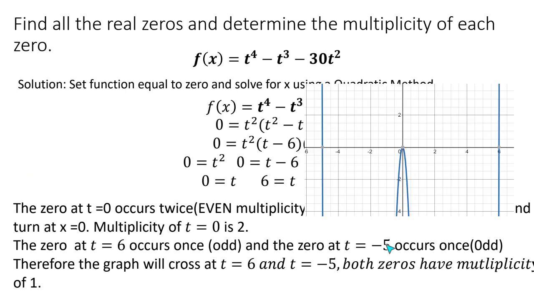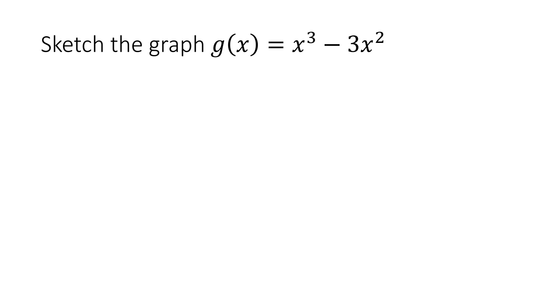Okay, so if you wanted to see the graph at t equals 6, it's crossing. At t equals 0, it touches and turns. And then at t equals 6, it's going to cross. Okay, let's keep going. Now we're going to sketch, and I think this is my last example.